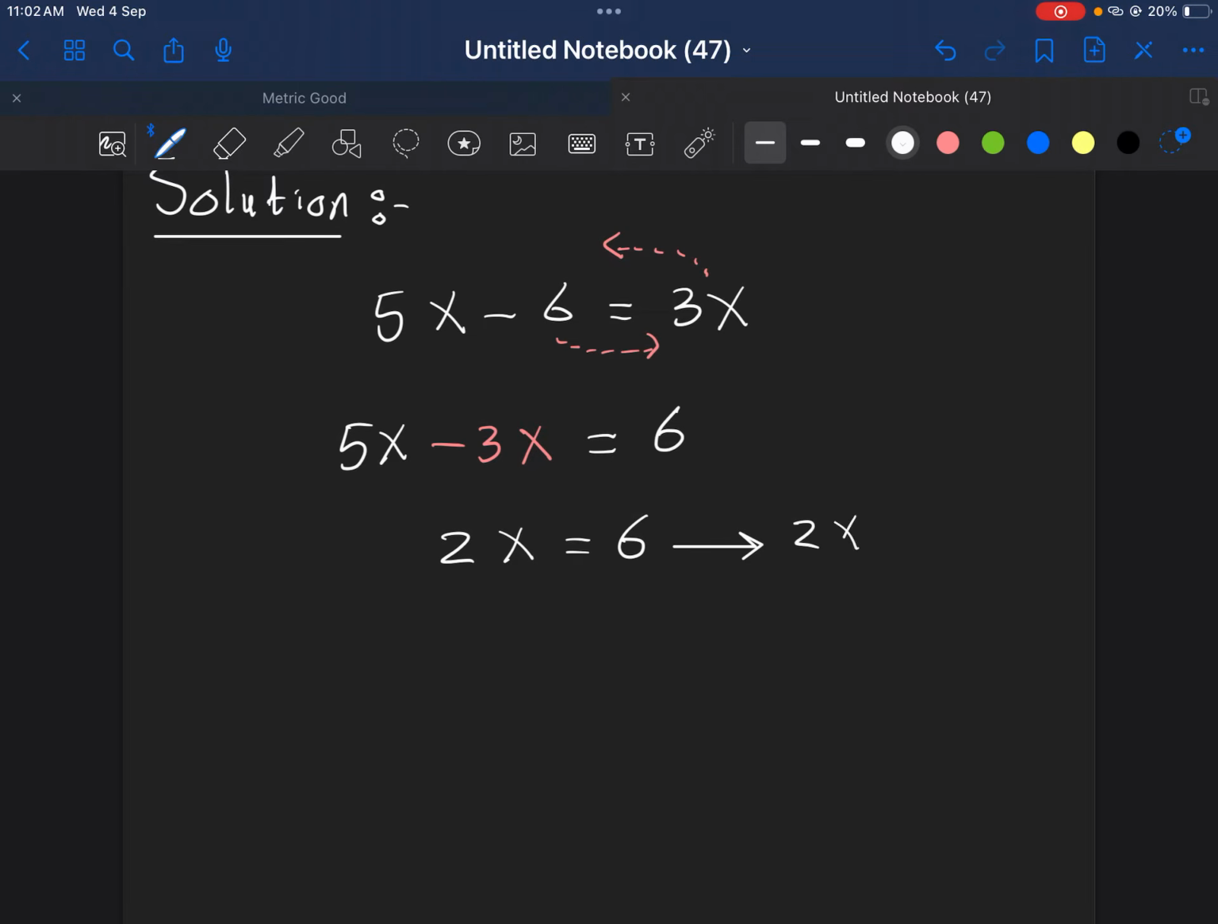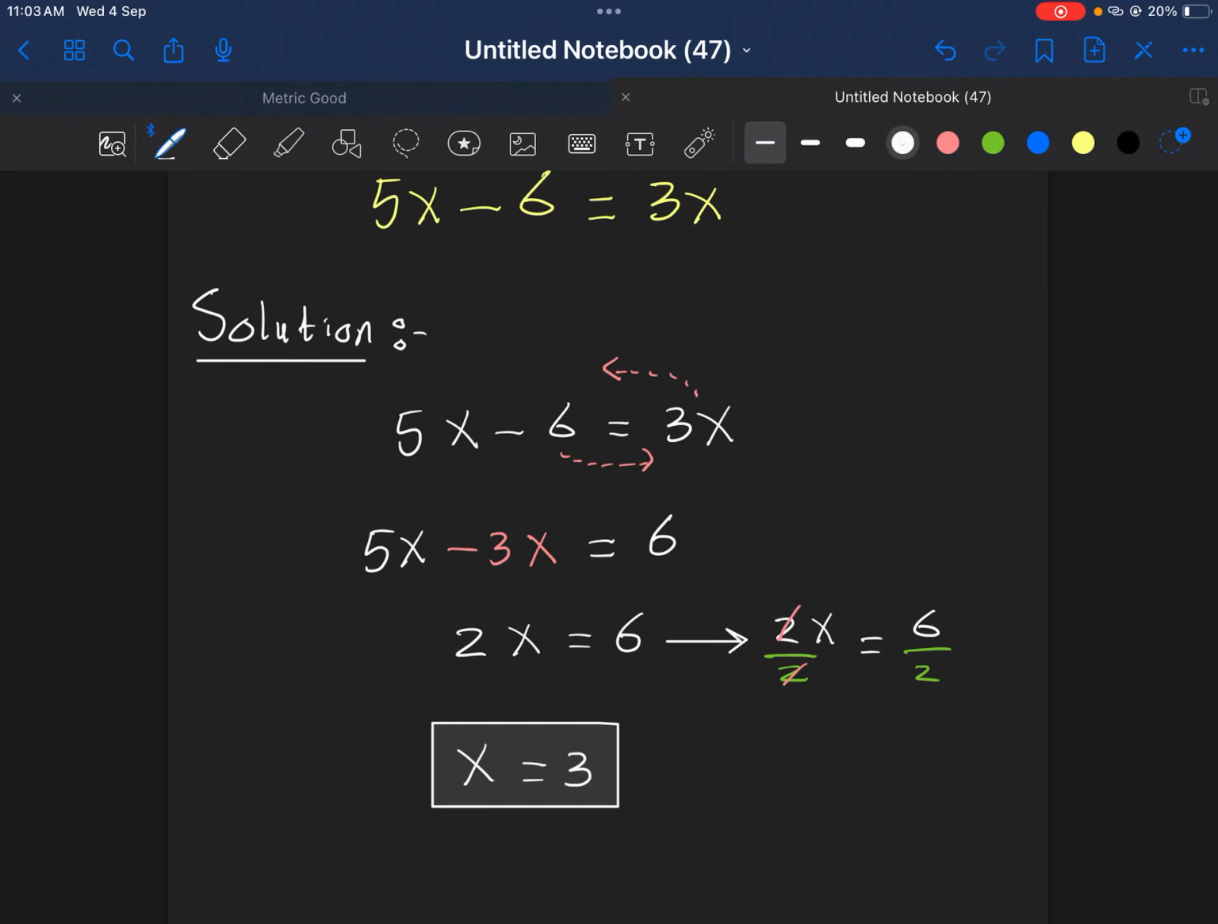so we get 2x, and then I divide by 2. The other side has to be treated the same way, so I have 6, but I will divide it by 2. Now, what's going to happen is 2 and 2 get cancelled because 2 over 2 is equal to 1. 6 over 2, we can simplify it, and we will get x equal to 3. At this point, this is the solution that we get.